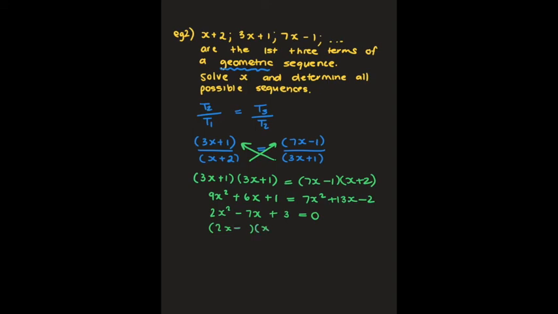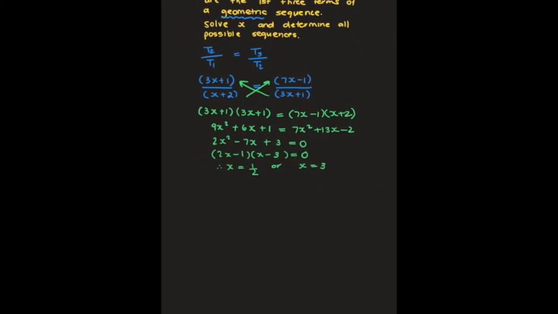Second sign is positive, so the signs are the same. They're both going to be negative. So that'll be 2x squared minus 6x minus 1x, which takes us to negative 7x plus 3. So therefore, x is a half, or x is equal to 3.